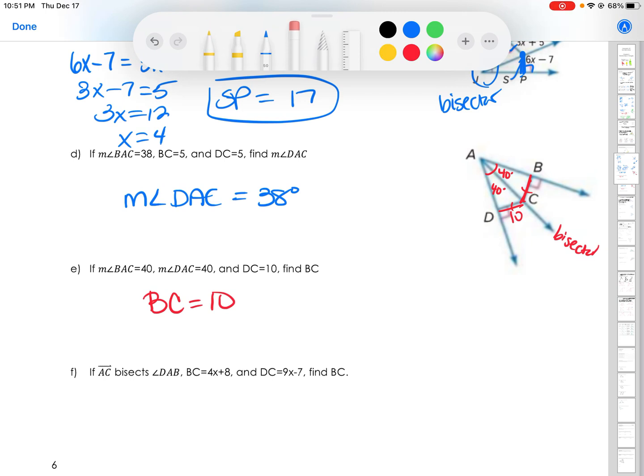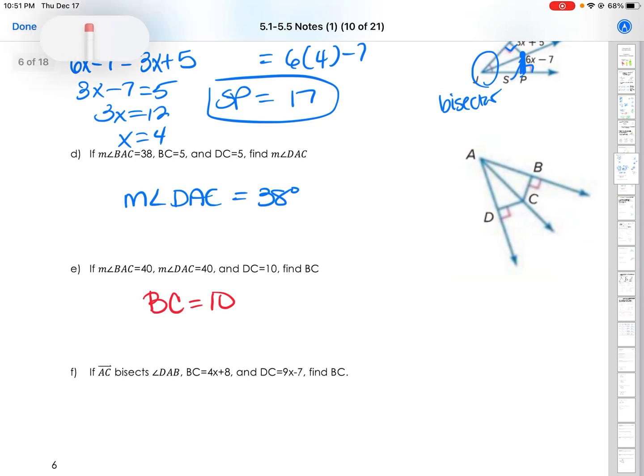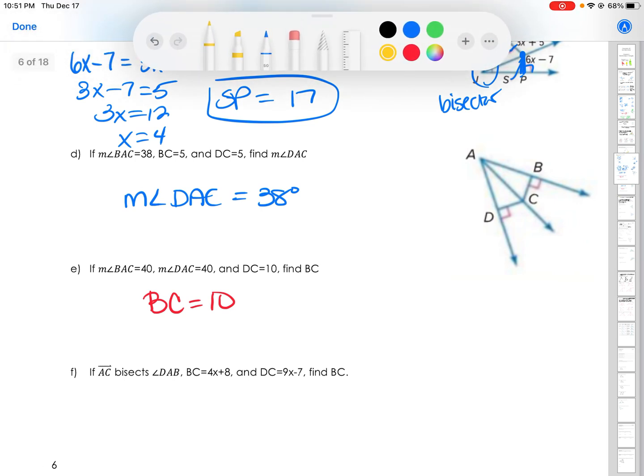And then again, we're supposed to use the same image, so let's just erase this. And we have that AC is a bisector. We are told that. So if we know that AC is a bisector, we know two things. We know that these angles are congruent, and we know that these sides are congruent. All right, so then BC is 4x plus 8, DC is 9x minus 7, and we want to find BC. So we can set them equal to each other.